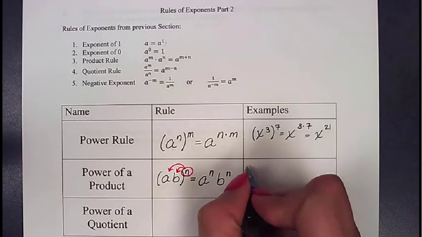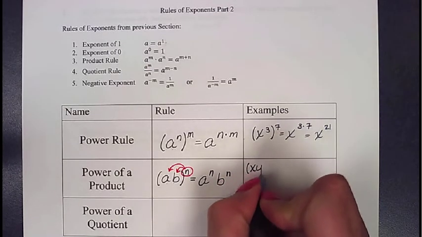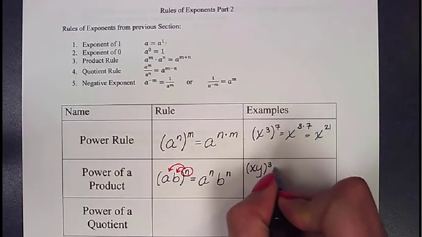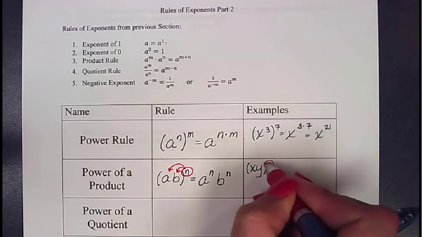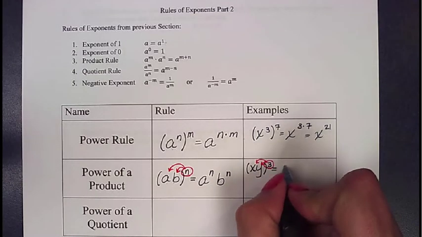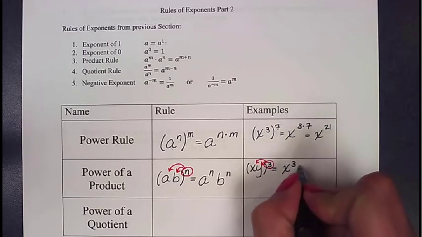Now in its simplest form, we would have something like (xy) to the third, and again this 3 would be given to both the x and the y, so this would be x to the third, then y to the third.